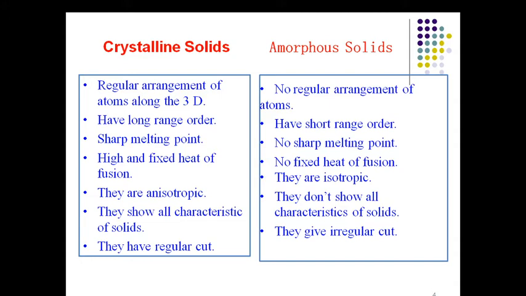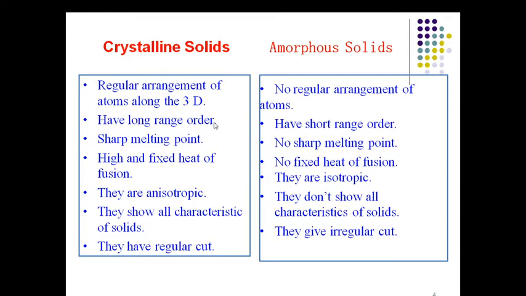So crystalline solids are the ones, as we have seen in the previous video, those who have regular arrangement of atoms along the 3 dimensions, because the structures that we will be studying in real life are all 3 dimensional. So they have regular and periodic arrangement of atoms, whereas the amorphous solids are the ones in which there is no regular arrangement of atoms. There is random arrangement, the atoms are randomly arranged.